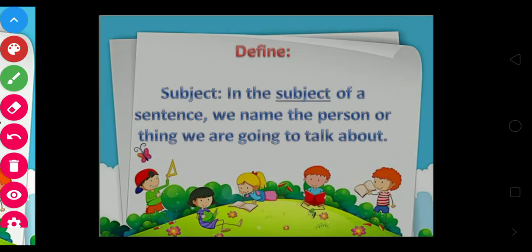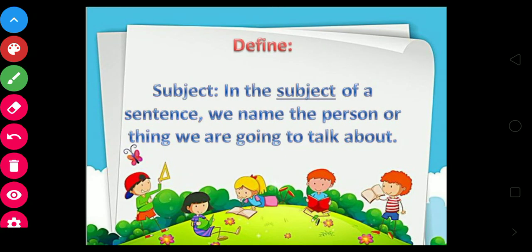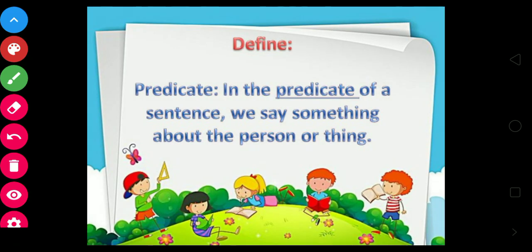Okay, let's come to the definitions then. So subject, see the definition of subject. In the subject of a sentence, we name the person or thing we are going to talk about. Okay, and what is the definition of predicate? In the predicate of the sentence, we say something about the person or thing. So these were the definitions of subject and predicate.